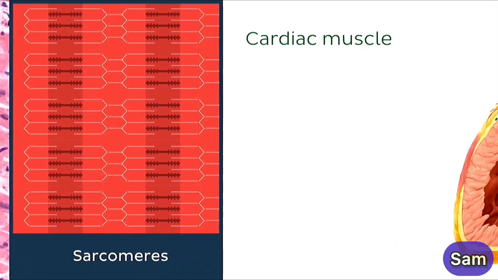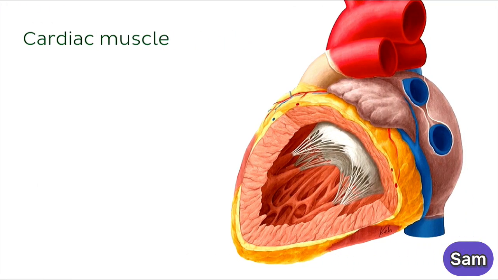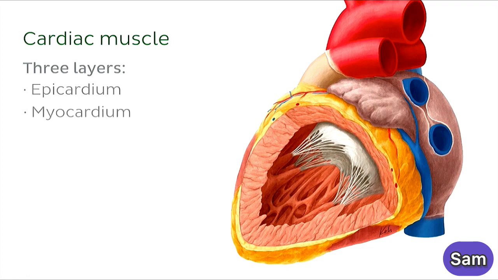As we have just mentioned, cardiac muscle makes up the walls of the heart. However, for a better understanding of cardiac muscle, it should be noted that the heart wall is actually made up of 3 layers: the outer epicardium, the middle myocardium, and the inner endocardium.